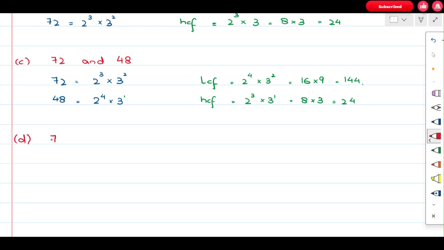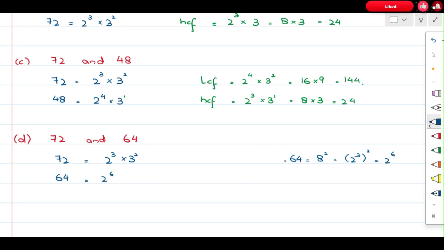72 and 64. Okay, 72 prime factorization is done, which is 2 cube times 3 square, and for 64, we know that 64 is a perfect square. 8 square gives you 64, right? 64 is 8 square. So 8 is 2 cube, and its whole square: 3 times 2 is 6, so 2 power 6.